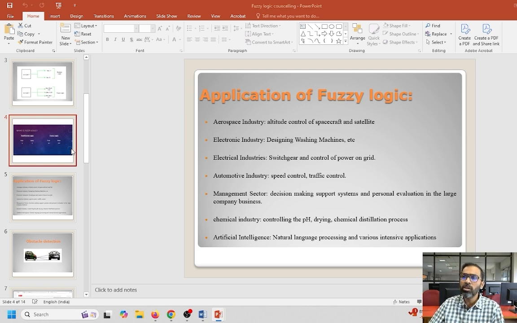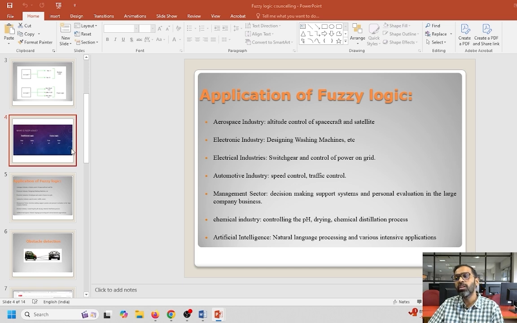For example, in the aerospace industry, if we want altitude control of a spacecraft or a satellite, or landing control: depending upon the height and velocity of the vehicle, what should be the tilt angle for the blades so that the flight can be landed appropriately on a particular location on a runway. That can be calculated using fuzzy logic. Then it can be used for dishwashers or for washing machine designing.